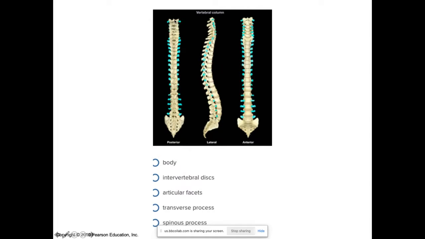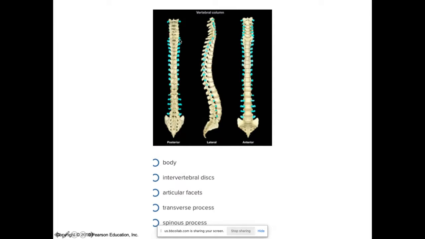When we look at the spine, this is the spine from the front. From the posterior, you can see the spinous processes here. This is a lateral view where you can see the cervical curve, thoracic curve, and lumbar curve. The cervical curve is called a lordosis. The thoracic curve is called a kyphosis. And the lumbar curve is called a lordosis again. So there's a cervical lordosis and a lumbar lordosis. Thoracic curve is a kyphosis, and so is the sacral curve, kyphosis.